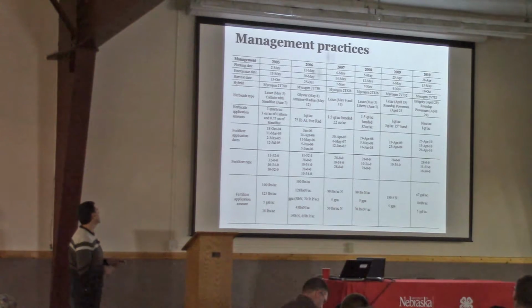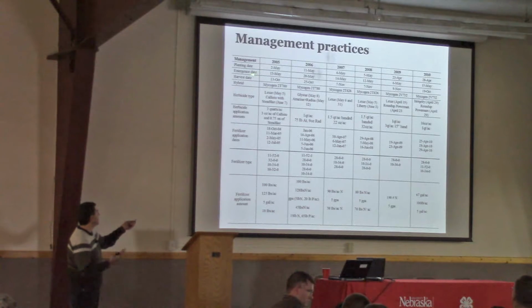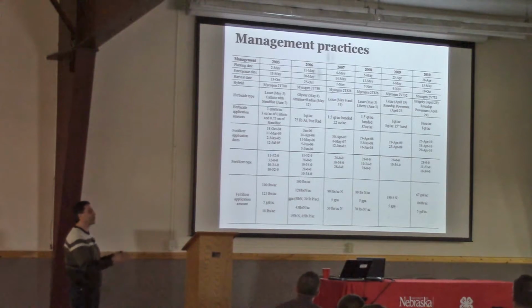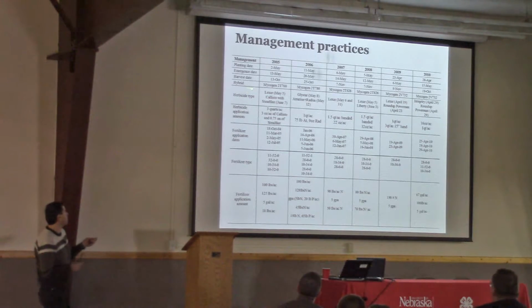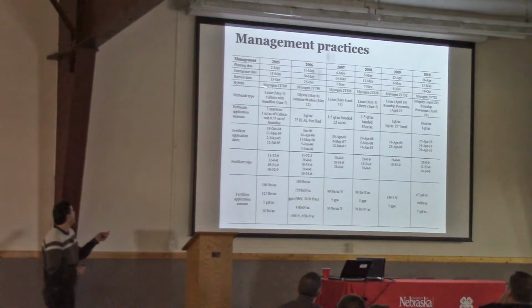We have a good record of all those practices so that when we interpret the data, we know where this data set is coming from. So these are some of our planting date or management practices. Planting date, emergence date. It takes about 7 to 11 days for corn to emerge under certain soil temperature conditions, but that number is not constant.